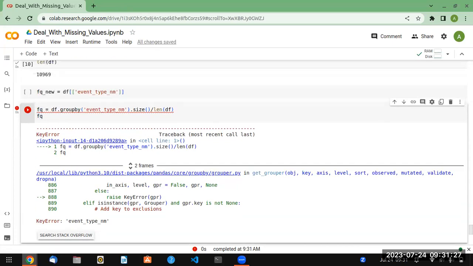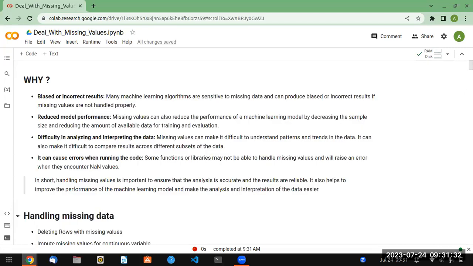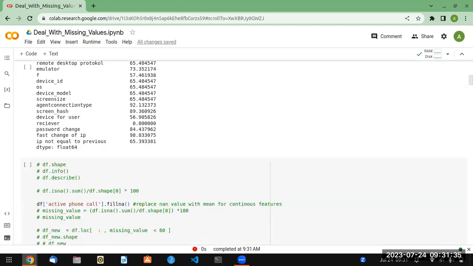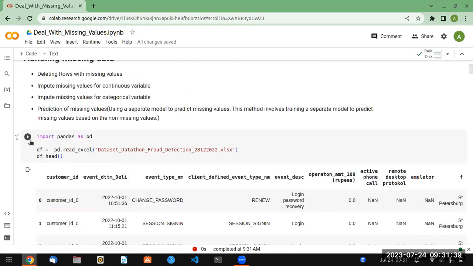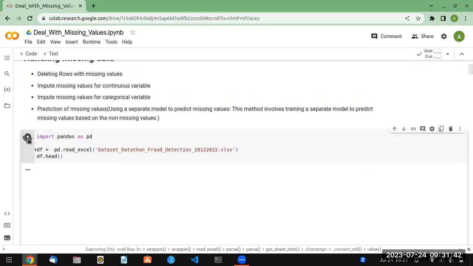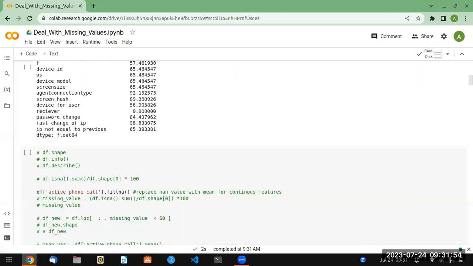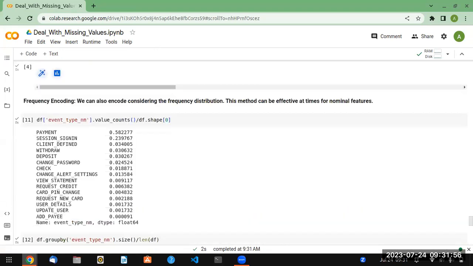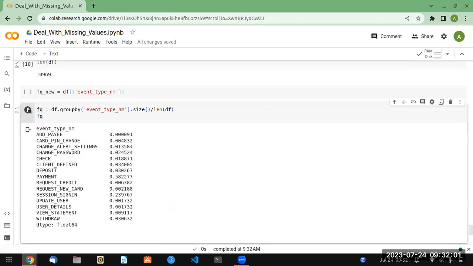Just 1 second, guys. Oh no. Okay, so I created this again. So why am I doing this? I just wanted to show you, suppose this is the frequency data you got.